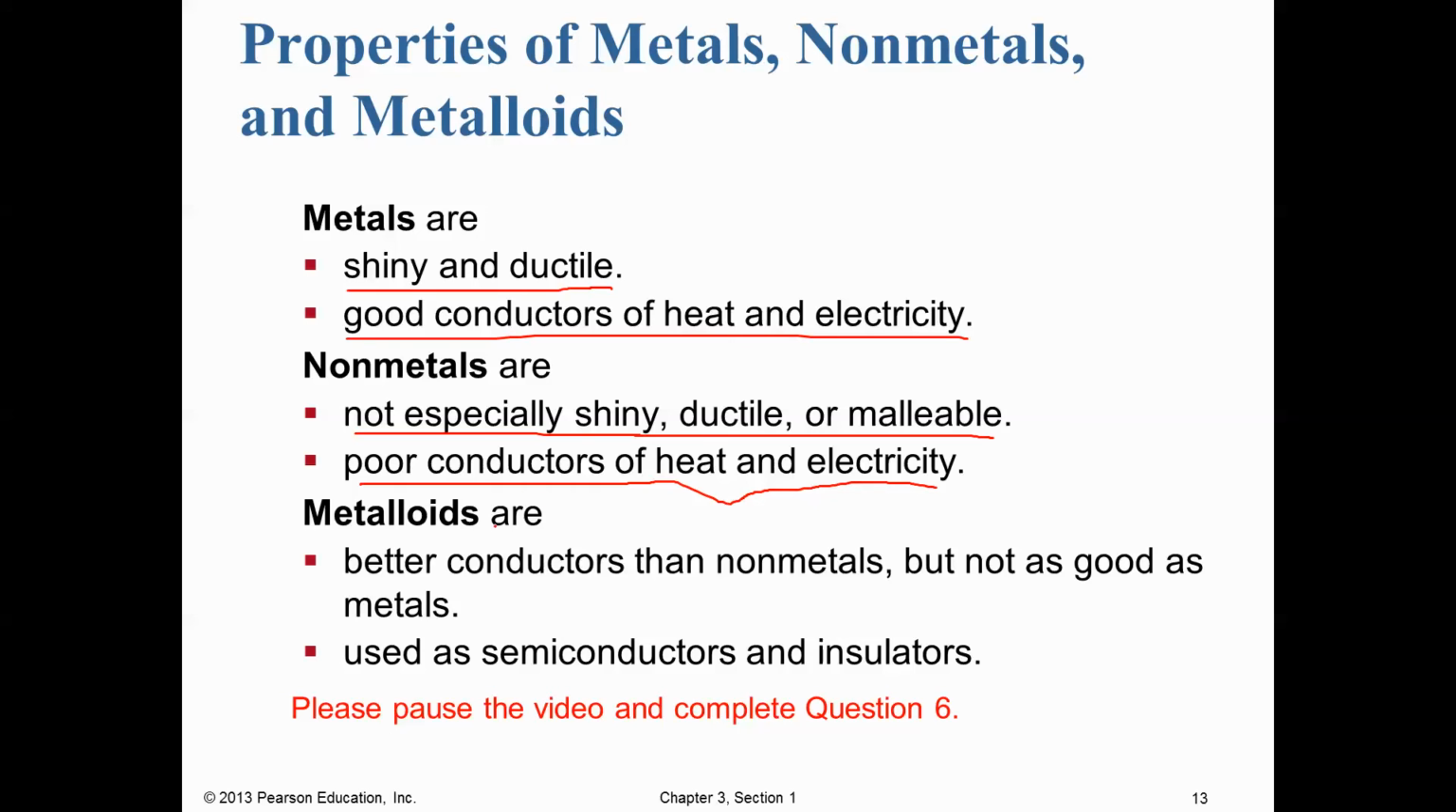And then we finally have the metalloids. The metalloids are better conductors than nonmetals, but not as good as metals. So what does that mean? Well, we tend to use them as semiconductors. So like silicon, for example, is a type of metalloid. So please pause the video and complete question number 6.